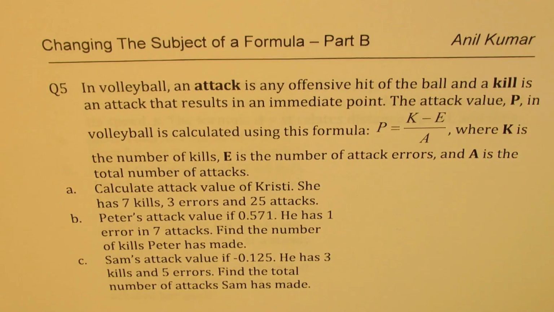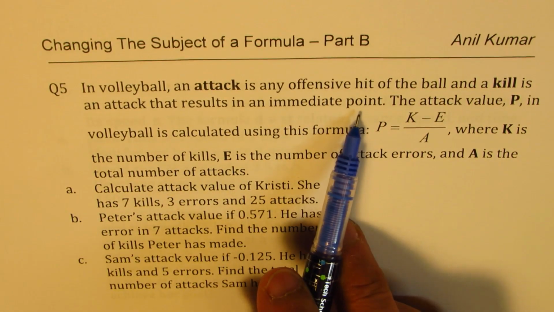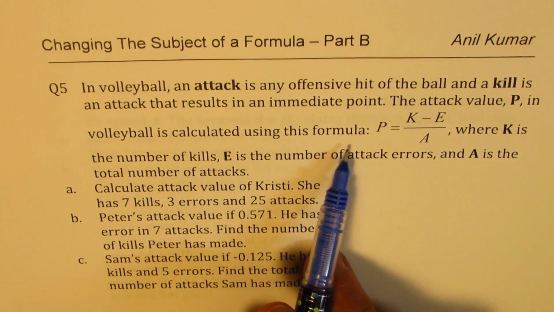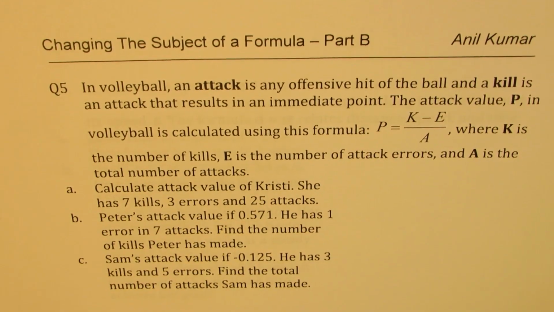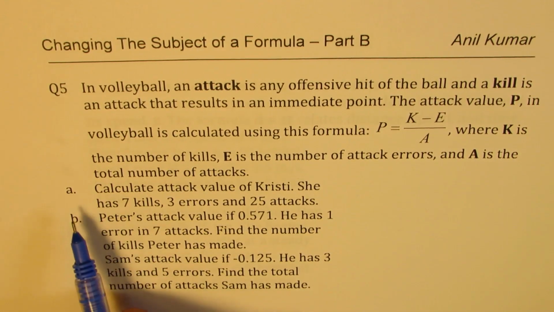In volleyball, an attack is any offensive hit of the ball, and a kill is an attack that results in an immediate point. The attack value P in volleyball is calculated using the formula P equals (K minus E) over A, where K is the number of kills, E is the number of attack errors, and A is the total number of attacks. Now we have three questions related to this particular formula where you may have to reorganize and figure out the values.